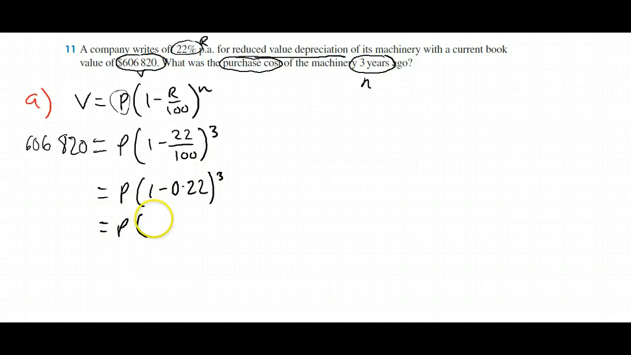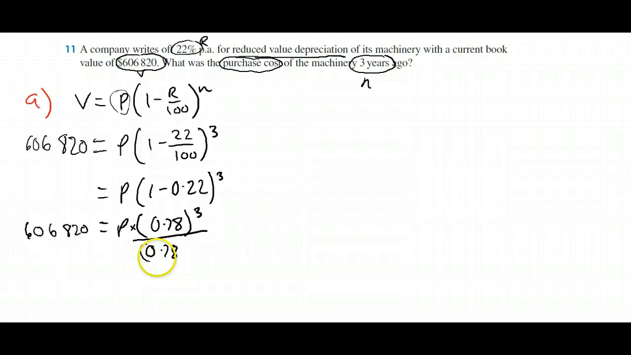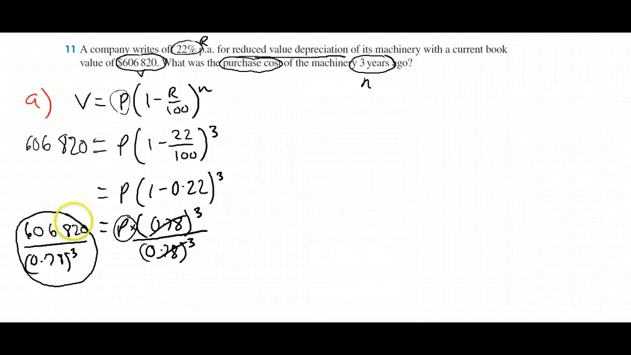And then this bit inside the brackets would become 1 minus 0.22 is 0.78 to the power of 3. Now we've got P times all of this, and we want to get the P on its own. So let's get rid of this 0.78 to the power of 3 from this side. Let's divide this side, get rid of it there, and move it over here. And then we've got 0.78 to the power of 3 over here. And now we've got an expression for P. P equals this number here.